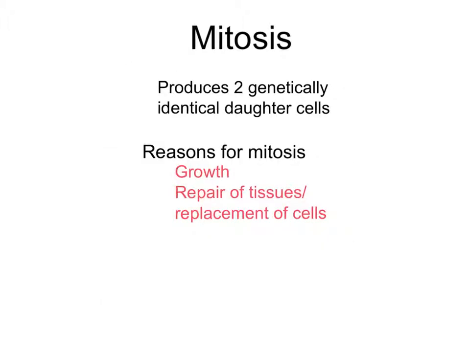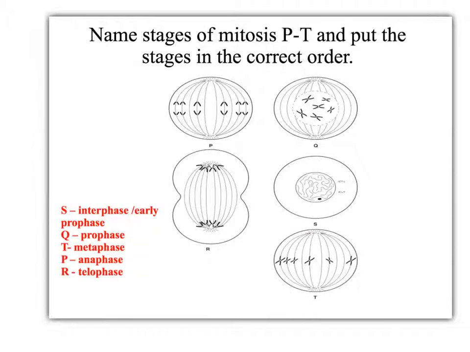Mitosis is cell division that produces 2 genetically identical daughter cells. It's important to make new genetically identical cells for growth of the organism, repair of tissues or replacement of cells. An additional mark point could be to produce cells that can differentiate to form tissues or for asexual reproduction of some organisms.